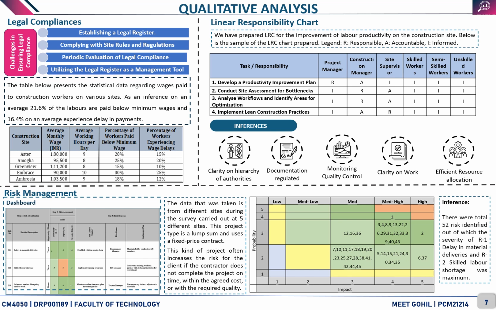The major challenges found out in ensuring legal compliances on construction site are as follows: establishing a legal register, complying all relevant laws and regulations applicable to construction activities that serves a comprehensive reference tool for compliance monitoring is missing. Second is complying with site rules and regulation that adhere to specific site rules and regulation mandated by the region or the developer or contractor, ensuring alignment with legal requirements to avoid penalties and legal issues are not followed on site.